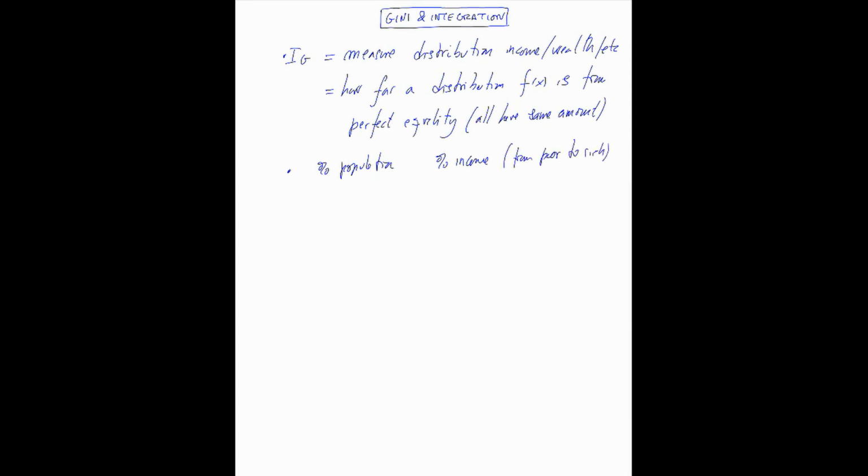So perfect equality is where everybody has the same. So 10% of the population will have 10% of the income, 50% of the population will have 50% of the income, similarly 70%, and 100%, of course, means the whole population has the whole income.